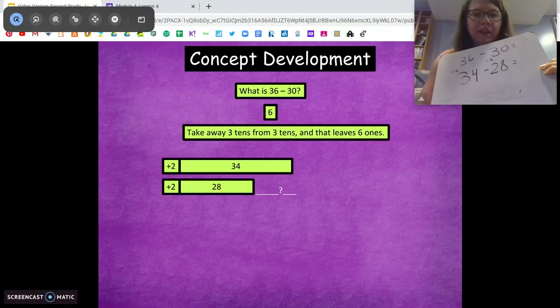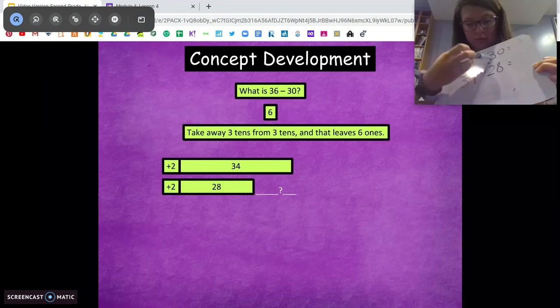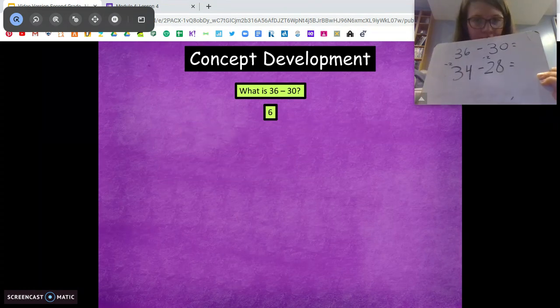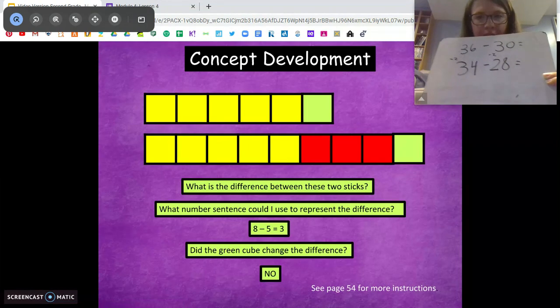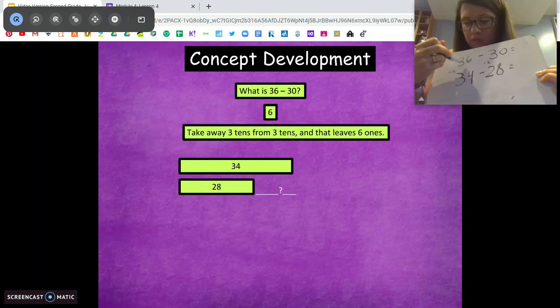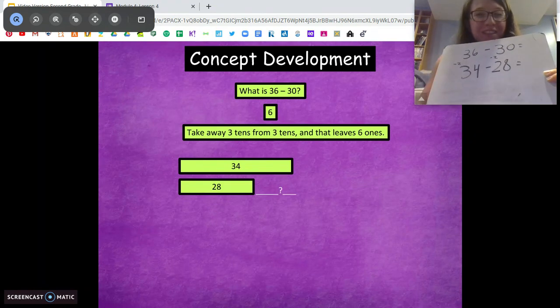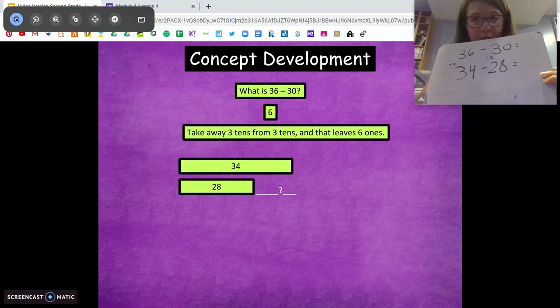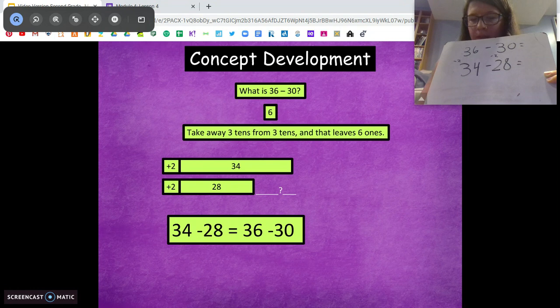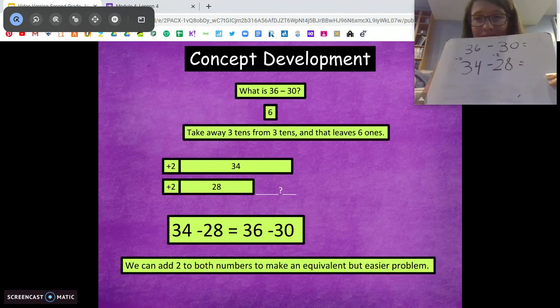So if we do the same thing to each number, the difference should stay the same, right? Because here we did the same thing to both parts and the difference stayed the same. For our problem, we took away 2 from here and from here, so the difference should stay the same. Am I right? Because 34 minus 28 equals 36 minus 30, so the answer should still be 6.